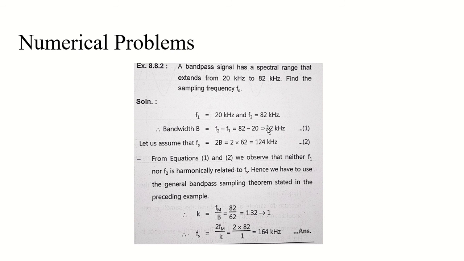See this one. It says the bandpass signal has a spectral range that extends from 20 kilohertz to 82 kilohertz, and we have to find the sampling frequency fs. You have the range, and you have to find the sampling frequency. Now you have f1 and f2, so you will get the bandwidth. You just have to subtract one from the other. So 82 minus 20, the bandwidth would be 62 kilohertz. Now you take 2w, so 2 into the bandwidth, 2 into 62 would be 124 kilohertz, correct?